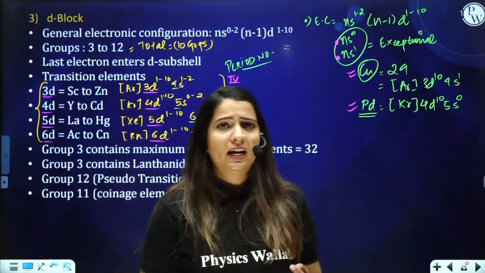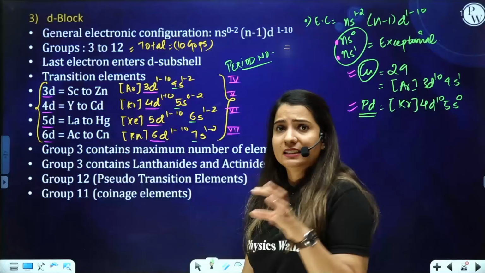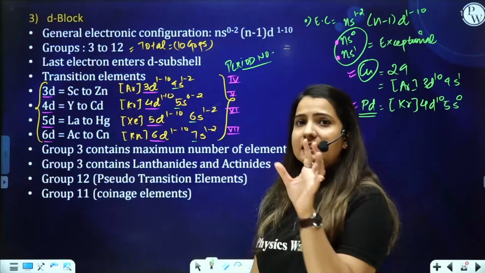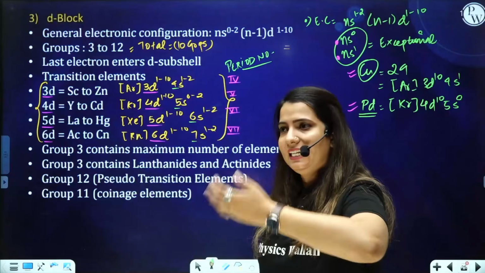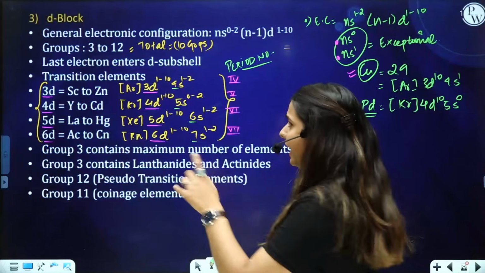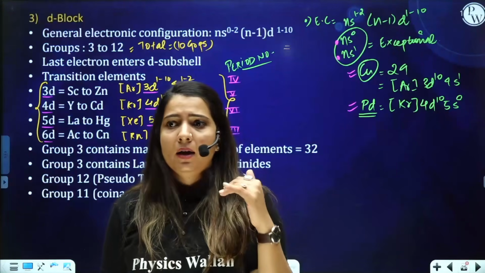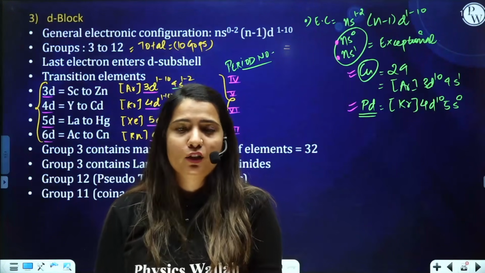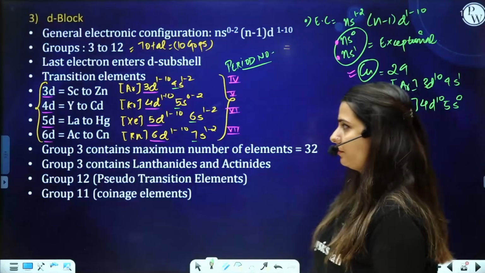I'm not writing 3d superficially. I'm not writing this 4s superficially. There is a meaning. From scandium to zinc, there are a number of elements present. I'm writing the 3d series because in the d subshell, the electron is entering the 3d subshell, right? I'm writing 4s because the period number is 4th. The biggest shell number corresponding to this period is 4, right?